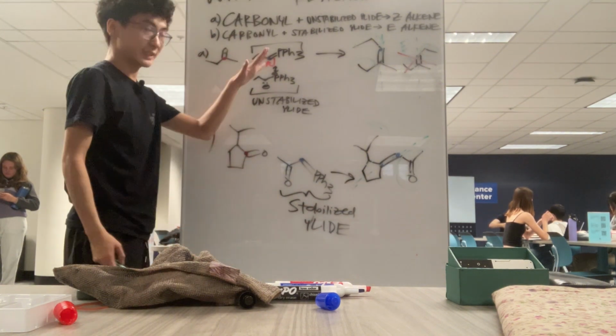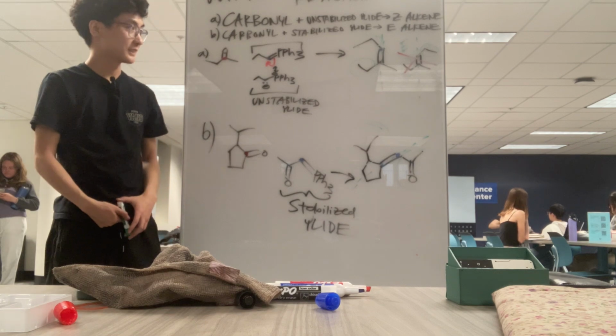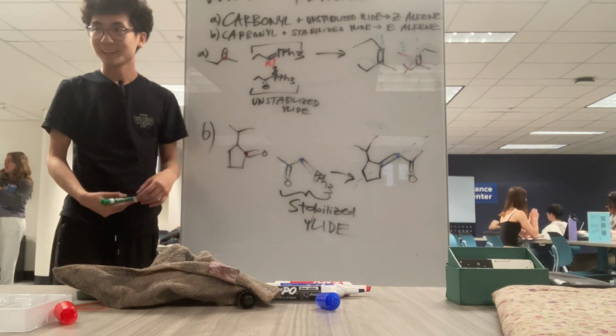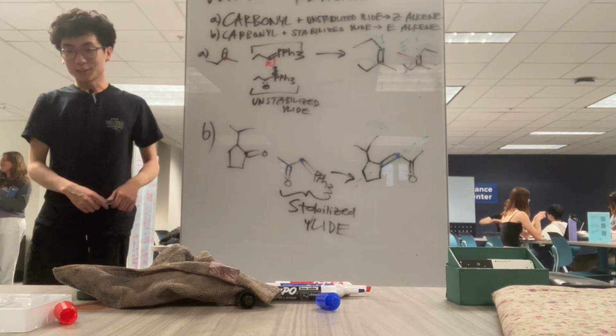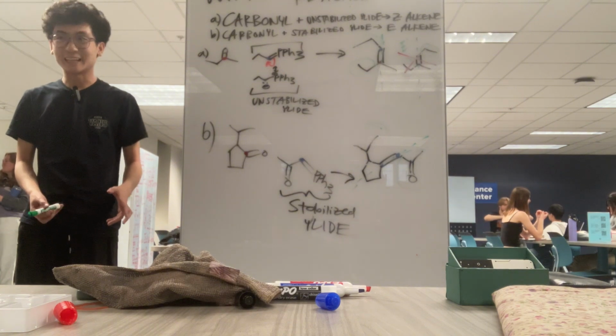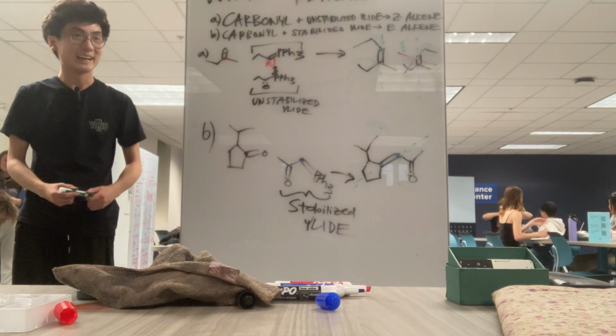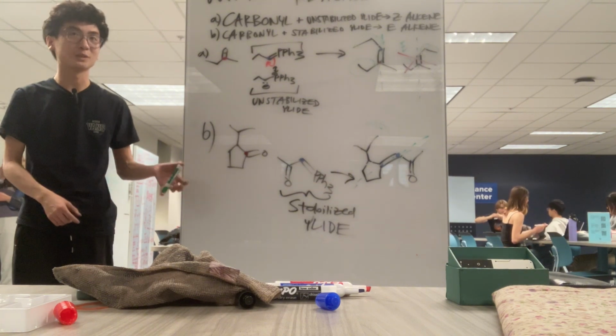So that's the Wittig reactions and the different scenarios you can see. The mechanism is a note card thing, so to save time, I'm not going to go over the mechanism. I can if you want me to, but we're going to move on to Baeyer-Villiger.